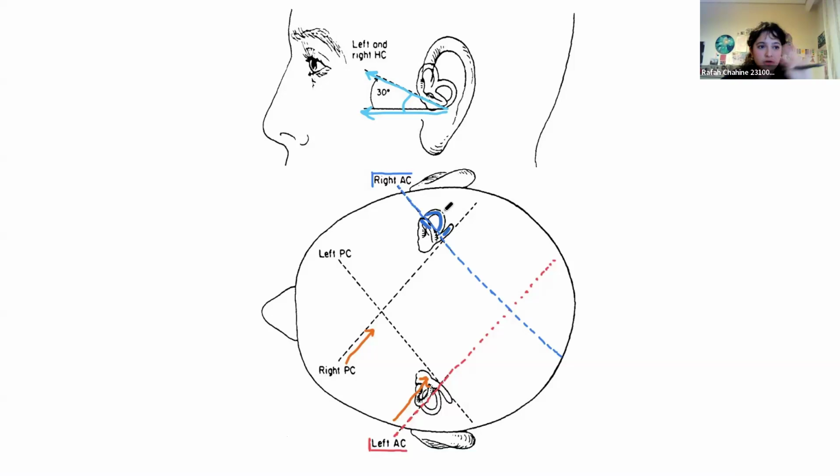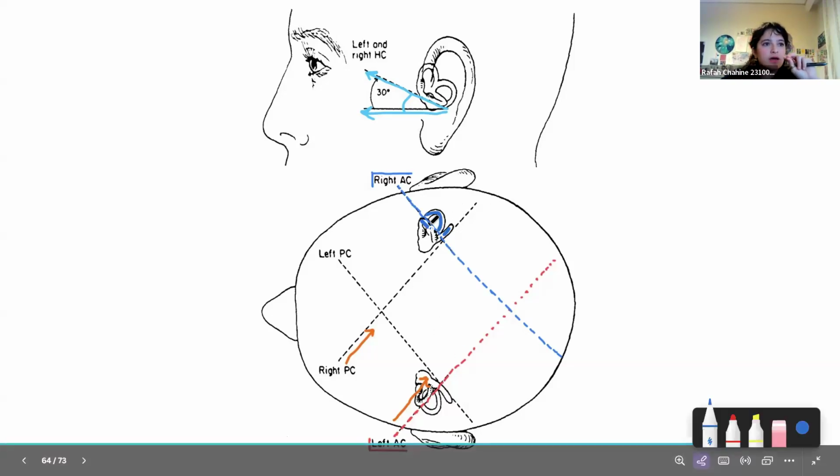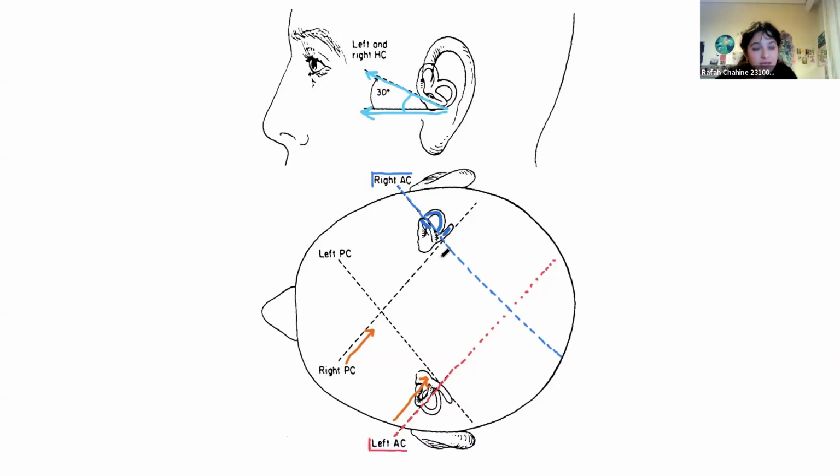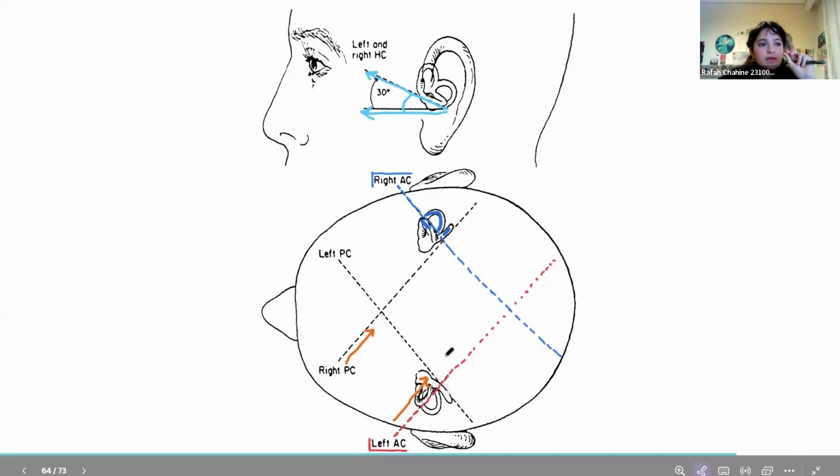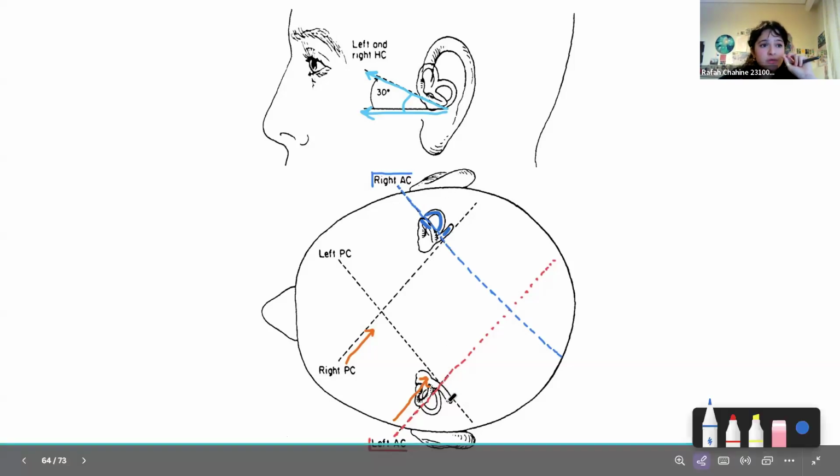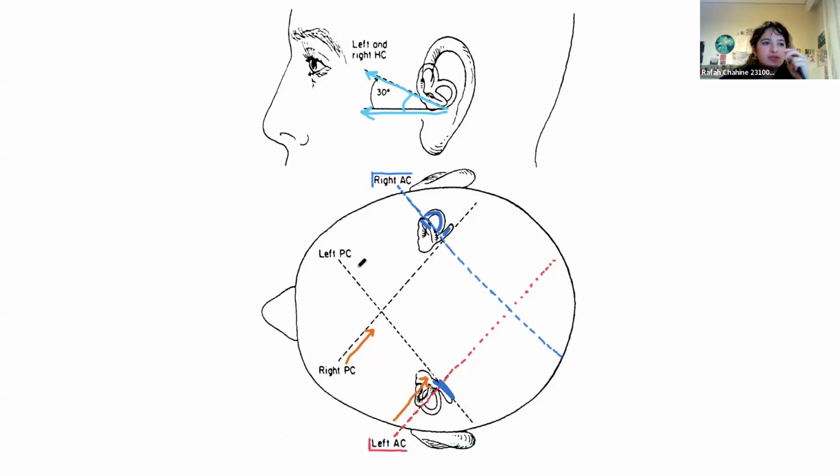What I am trying to link here is the fact that the anterior semicircular canal's plane on the right side is parallel to the posterior semicircular canal's plane on the left side. You see how they're all going in the same direction? This is the left posterior canal. This is the right anterior canal. Do you get me?